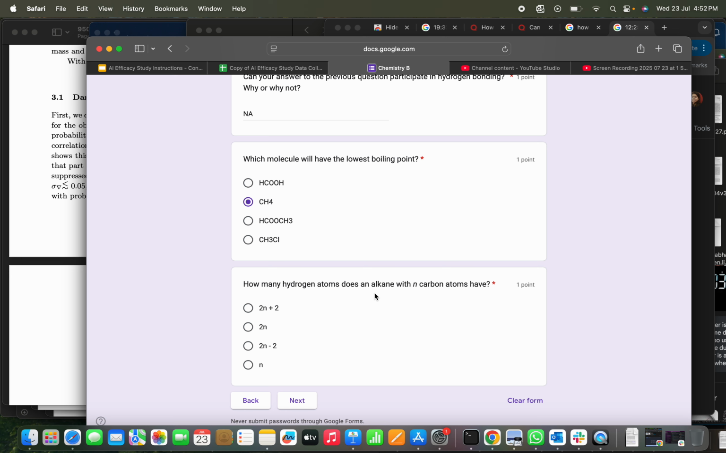How many hydrogen atoms does an alkane with N carbon atoms have? I have 3 carbon atoms forming a chain. So there will be 3 on the first one, 2 on the second, and 3 on the third. 3 plus 3, 6, 7, 8. I'll go with 2N plus 2 then.